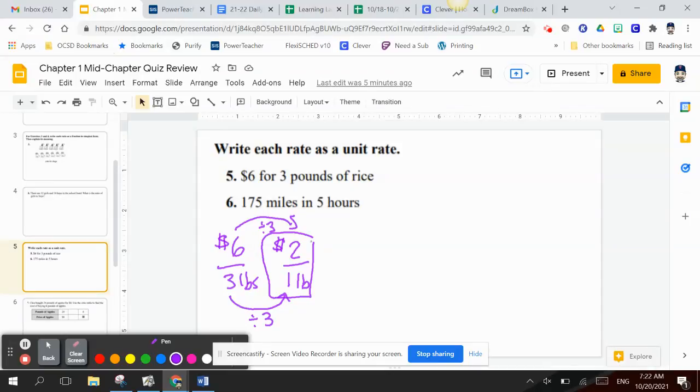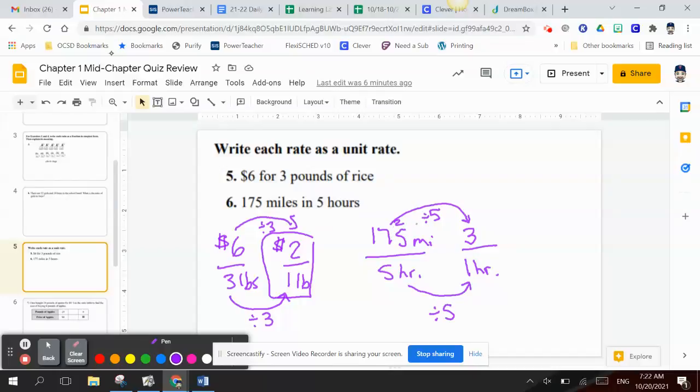Number 6 is 175 miles in 5 hours. So again, 175 miles in 5 hours. I want to know how far they can drive in 1 hour. So I go from 5 to 1, which means I divide by 5 because that's my denominator. So whatever I did to the bottom, I have to do the top. So I've got to divide the numerator as well. 5 goes into 17 3 times. That's 15 with 2 left over. 5 goes into 25 5 times. So they can go 35 miles in 1 hour.